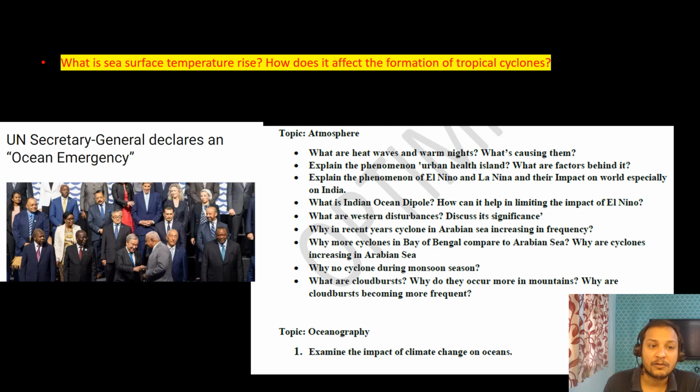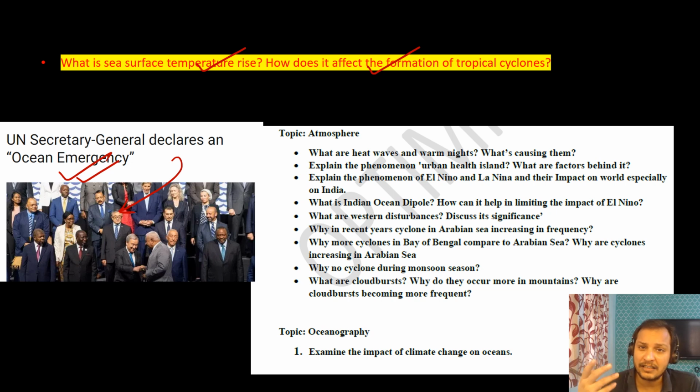Next question: what is sea surface temperature rise? How does it affect formation of tropical cyclones? Exactly this question also I had predicted, guys. You can see here, because of the ocean emergency called by the United Nations Secretary General. In the last 2 years, there are a lot of ocean conferences happening because climate change is impacting the ocean, and that is leading to a rise in sea surface temperature.